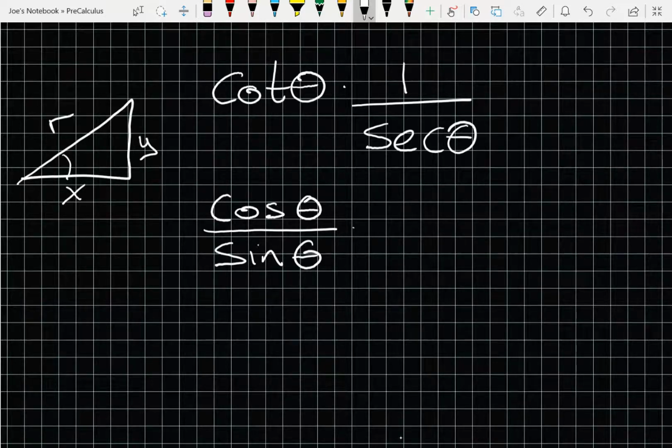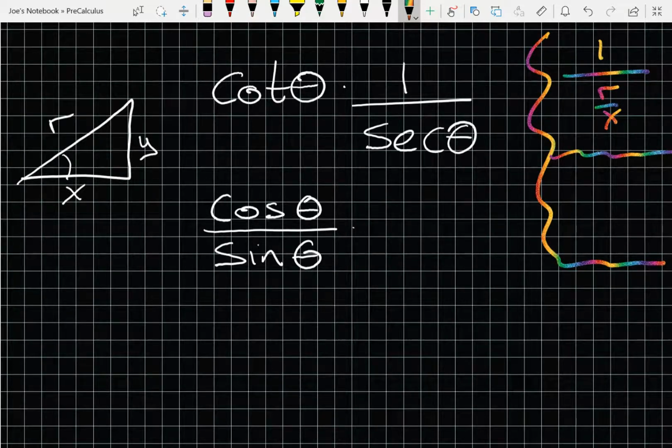Secant is r over x, and it's 1 over. So here's my thinking box over here. It's not in my problem. I know I've got 1 over secant, and I know secant is radius over x. So just the reciprocal of that is x over r, and we know that to be cosine. Or 1 over secant is cosine, however you want to think about it. There's many ways to get there.